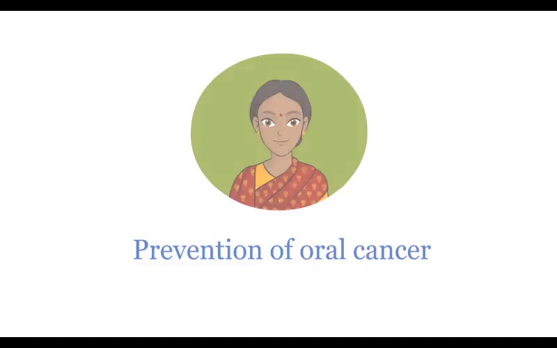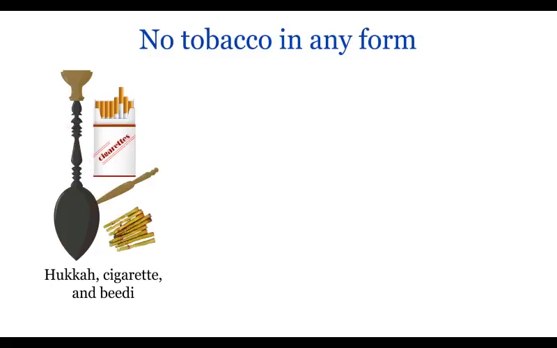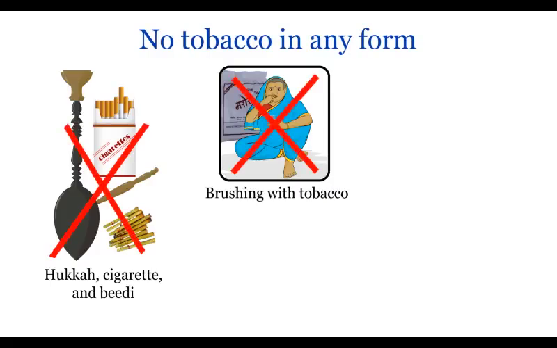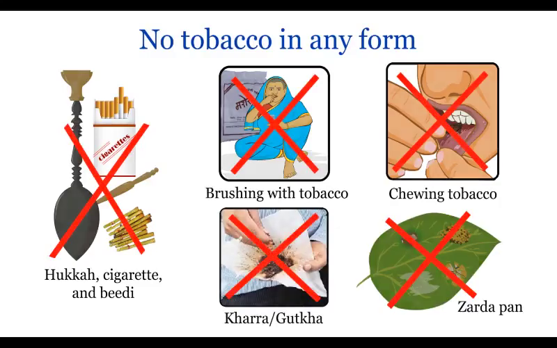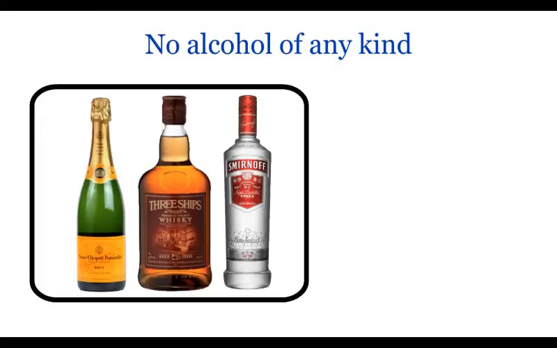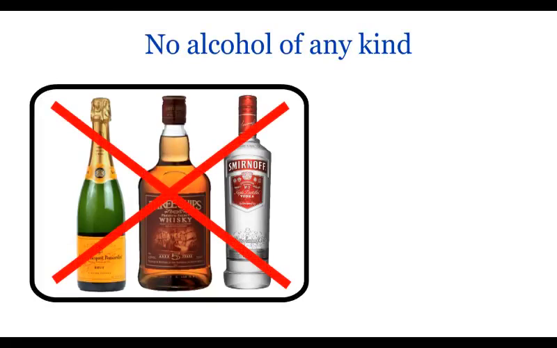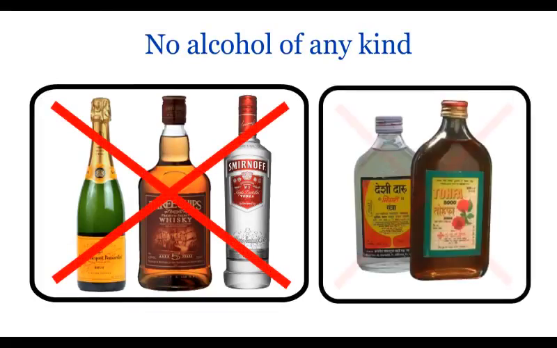Is there a way to protect yourself from oral cancer? Yes, there are several. Prevention of oral cancer. One of the biggest preventive methods is to make sure that you do not consume tobacco in any form. Another preventive method is to make sure that you do not consume alcohol in any form.